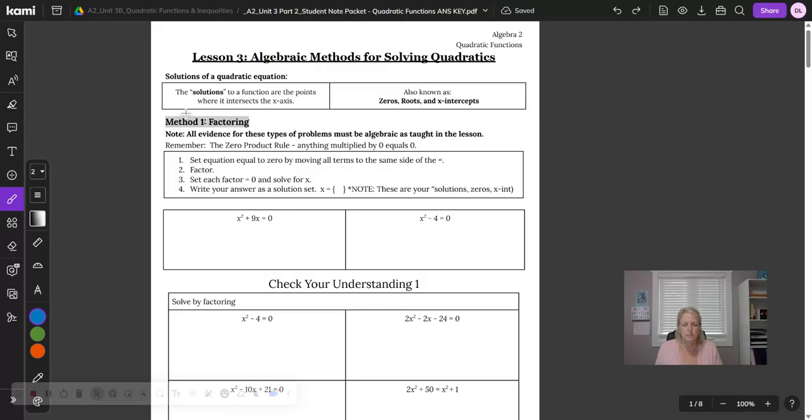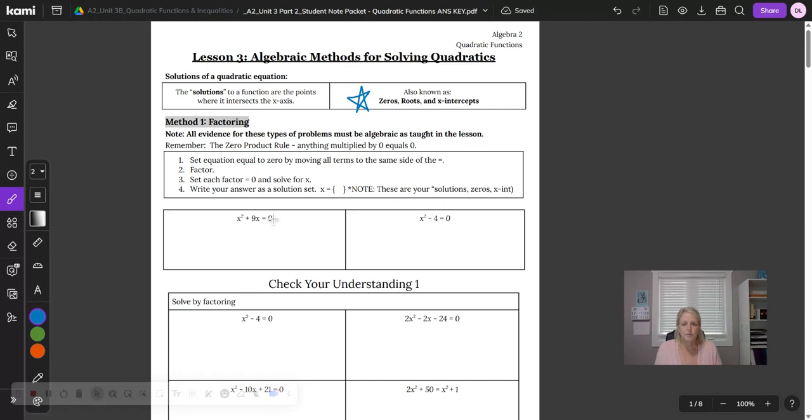First, I want to do a quick review on what we're talking about when we say solve a function. We're looking for the solution, which is where the graph crosses the x-axis. So these can also be called the zeros of the function, the roots of the function, and the x-intercepts. So they're all the same thing. They're all solutions. Okay, so let's get started.